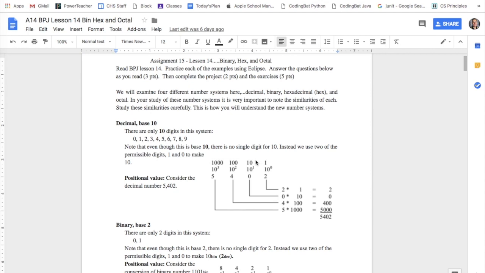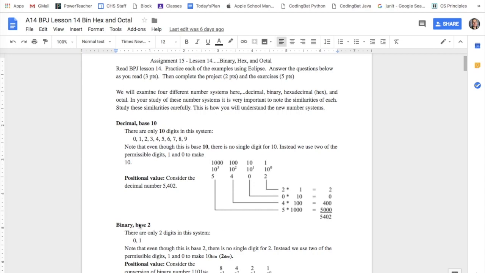So if we consider a number like 5,402, there are five thousands. There's four hundreds, there's 0 tens, there's two ones. And so if we add each of those, 2 plus 0 plus 400 plus 5,000 makes 5,402. The other number systems work the same way.